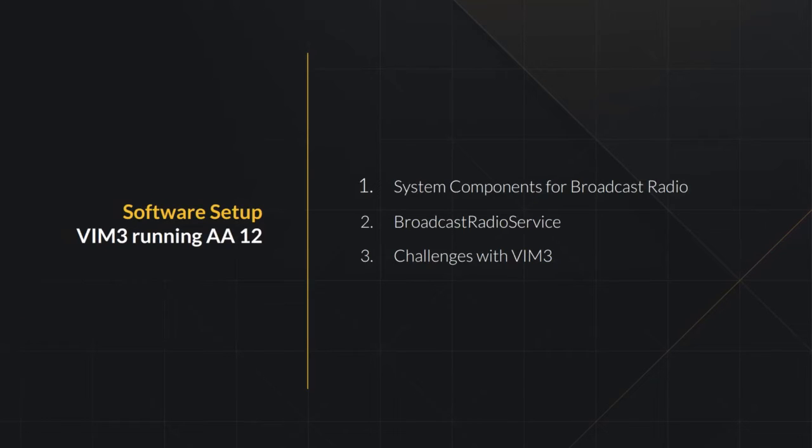About the software, I'm using the WIM3 running Android Automotive 12 based on AOSP 12, obviously. No particular reason for the version 12. I could have gone with 13. I was just pragmatic about it. I had 12 already downloaded, so I went with that. And on the next slides, I want to show you how the broadcast radio works, what the broadcast radio service is, what it does, and the challenges I was facing with the WIM3.